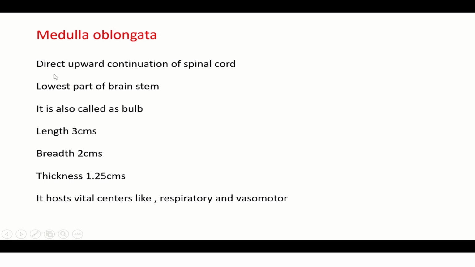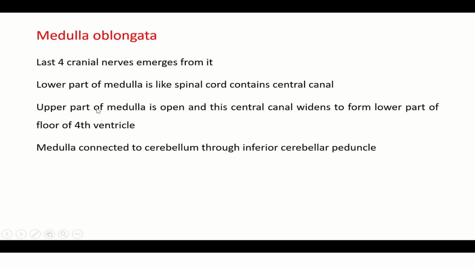The medulla oblongata is a direct upward continuation of the spinal cord. It is the lowest part of the brainstem. It is also called the bulb. Length is approximately 3 centimeters, breadth is 2 centimeters, thickness 1.25 centimeters. It hosts vital centers like respiratory and vasomotor. The last 4 cranial nerves emerge from it.